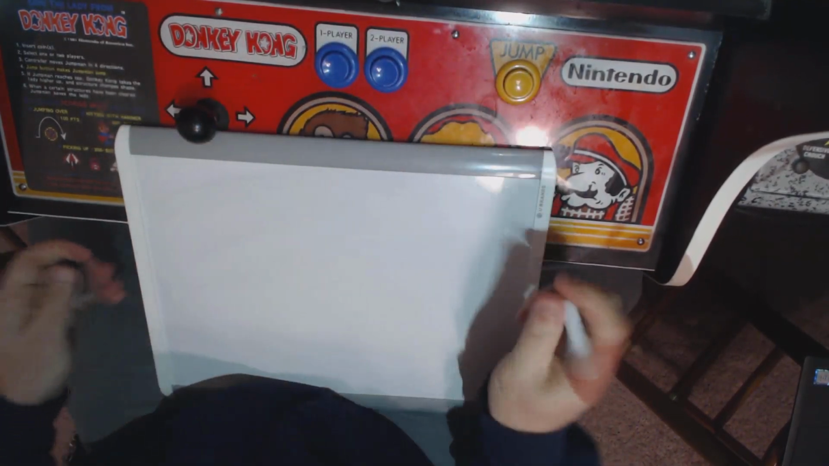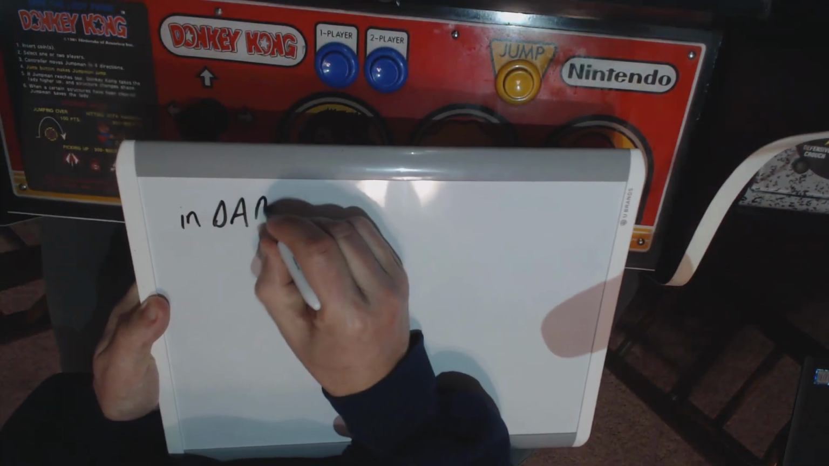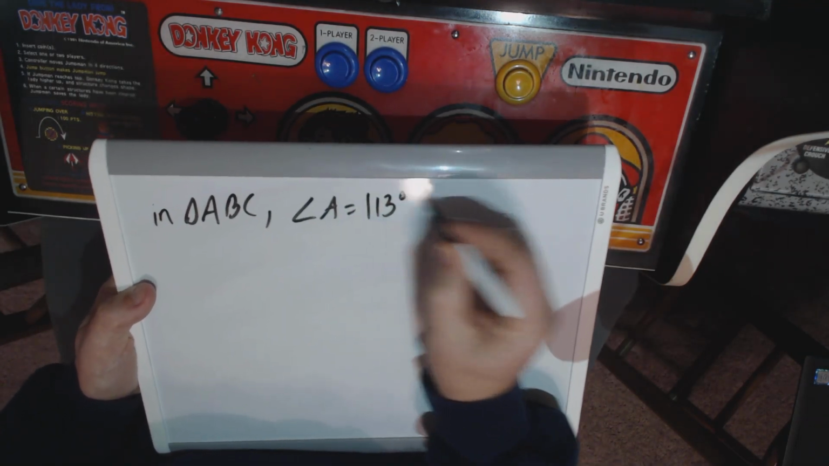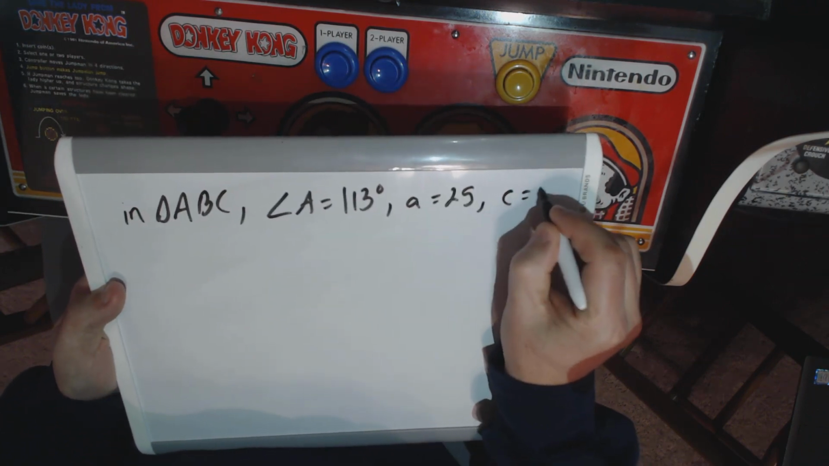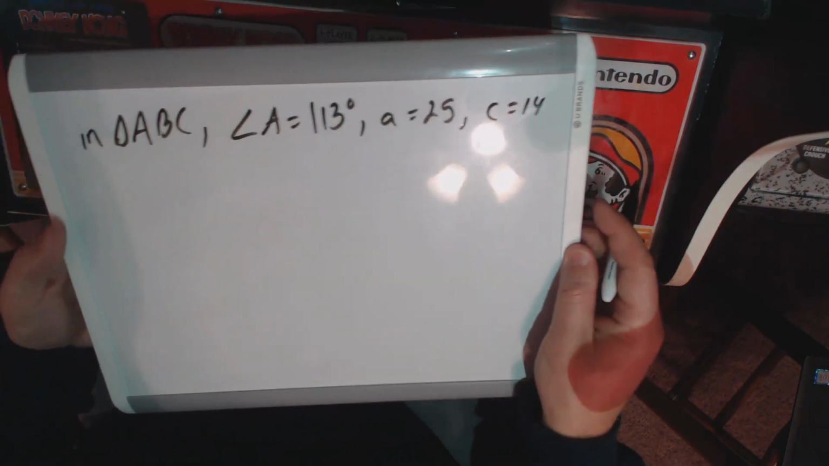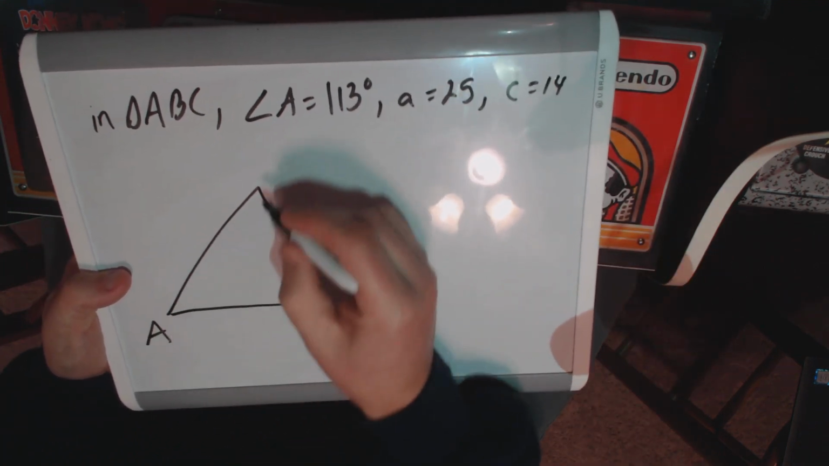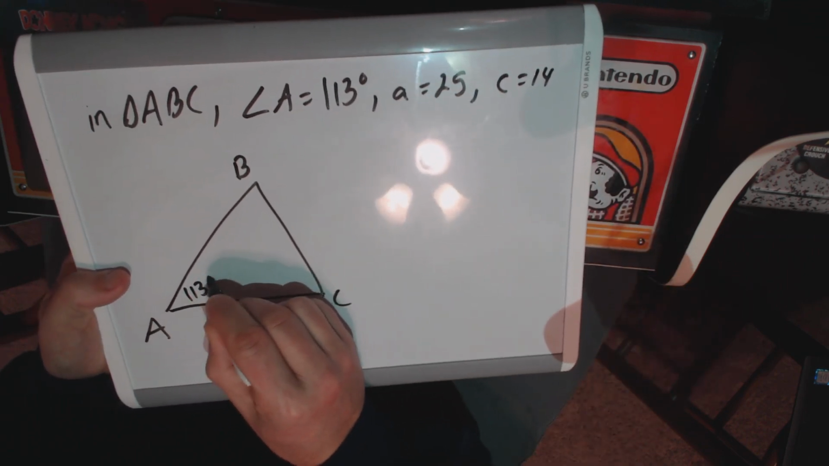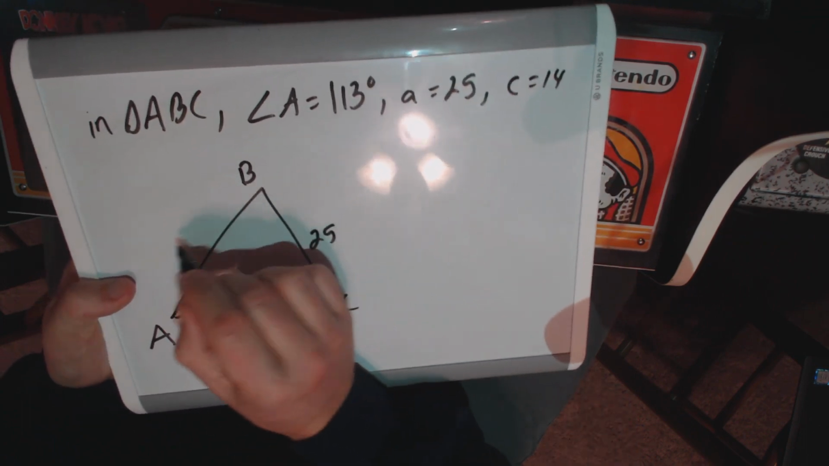Let's say in triangle ABC, angle A is 113 degrees, side A is 25, and side C is 14. Remember, the capital letters are the angles, the lowercase letters are the sides. So I'm going to draw my boring triangle here, not drawn to scale, ABC. This is 113. This is 25, right across from A, and right across from C would be 14.